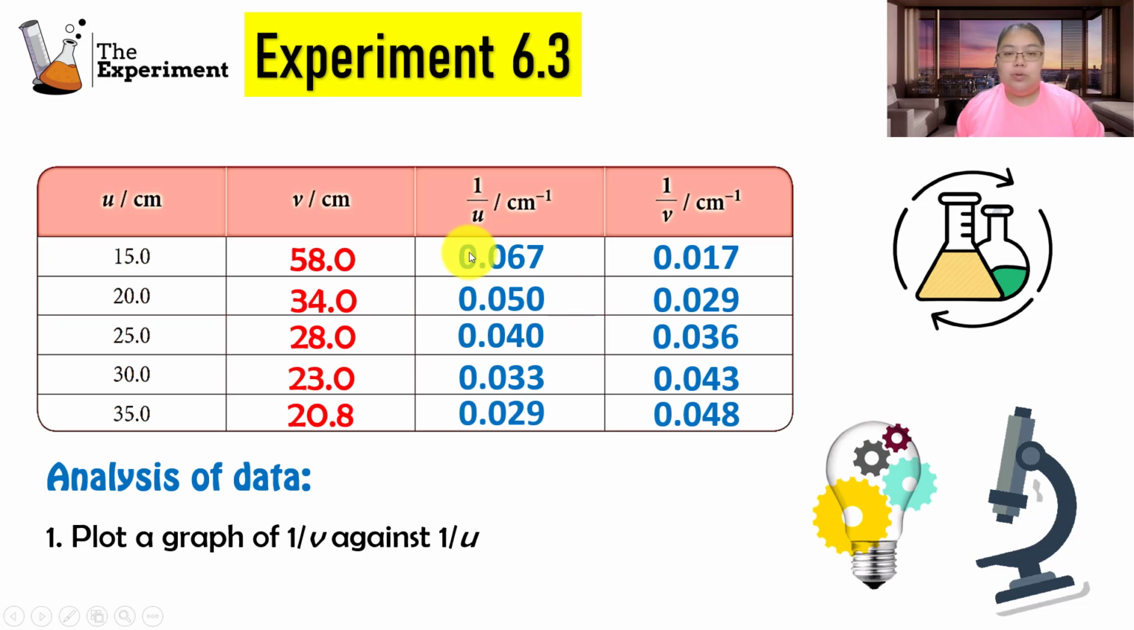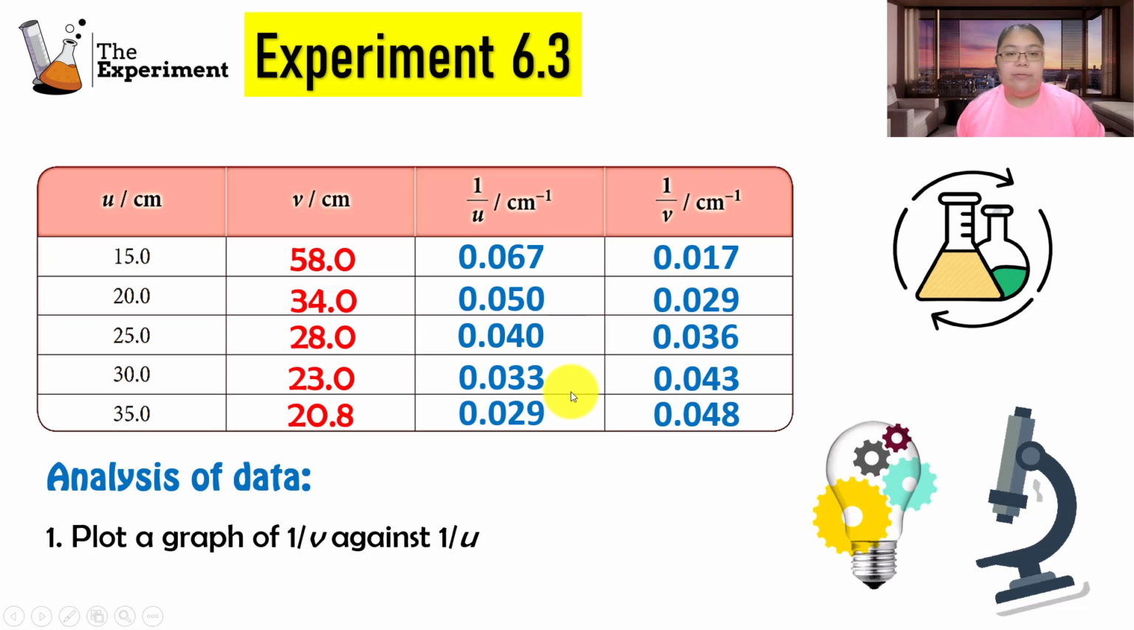Okay, for 1 over U, also the same. The smallest is 0.029, the maximum 0.067. So we also start from 0. So the first reading must be 0.01 until 0.07. Then you can include all the readings.